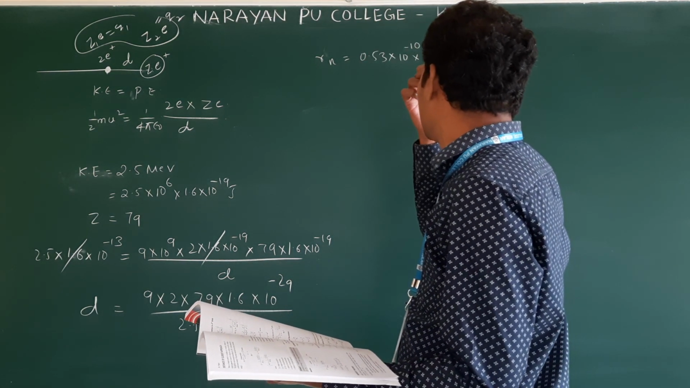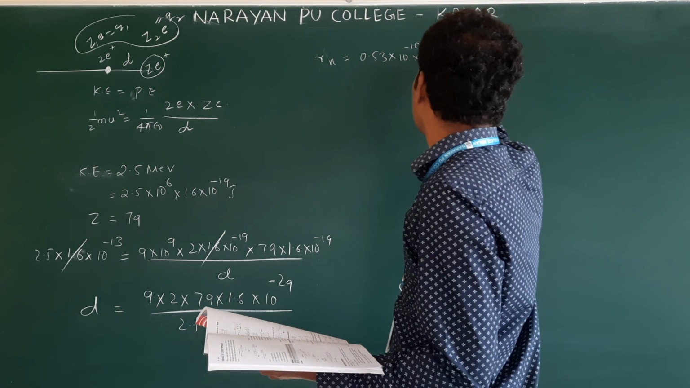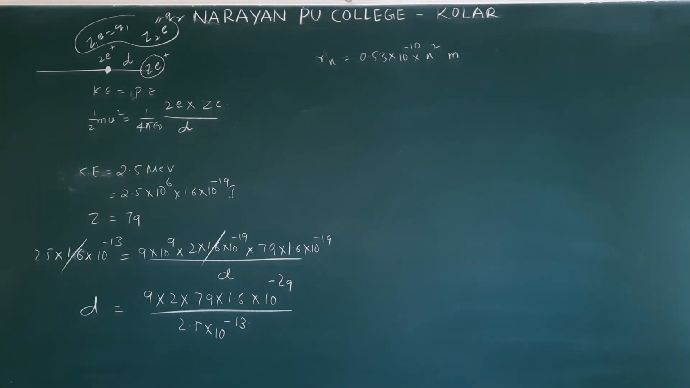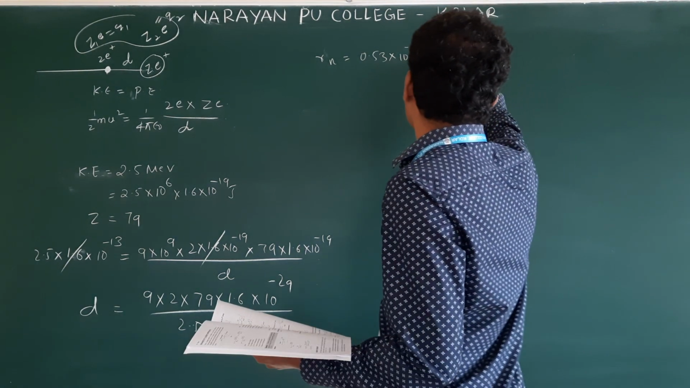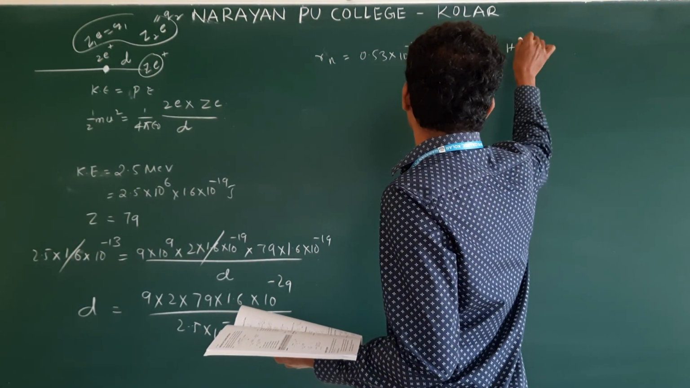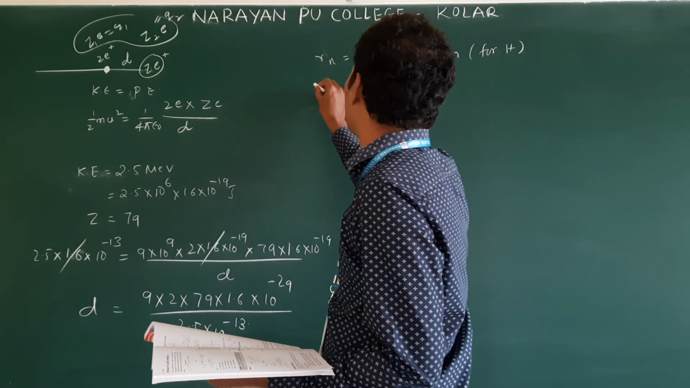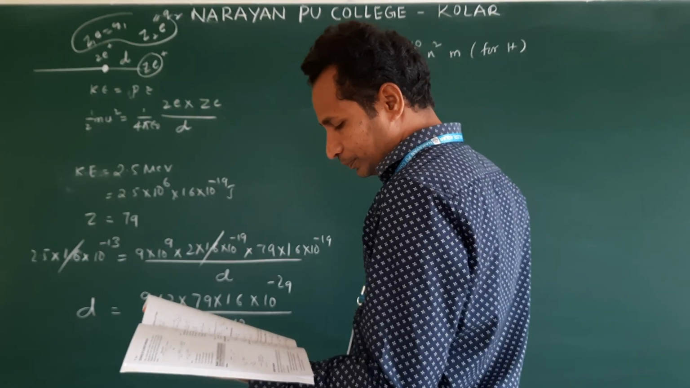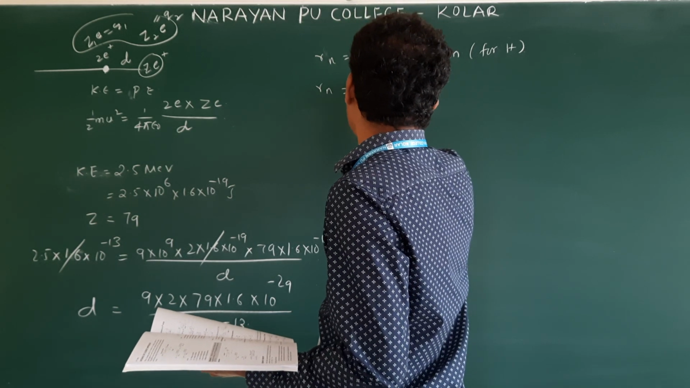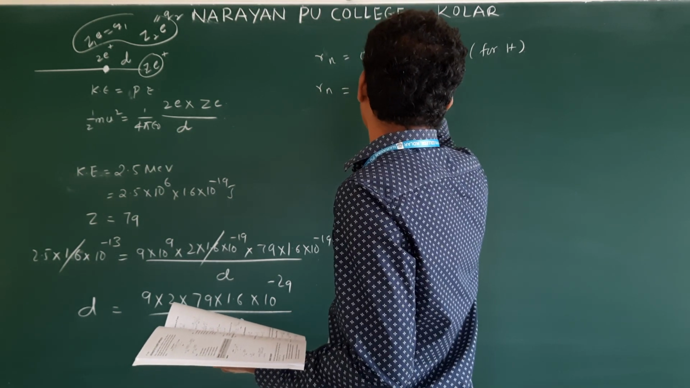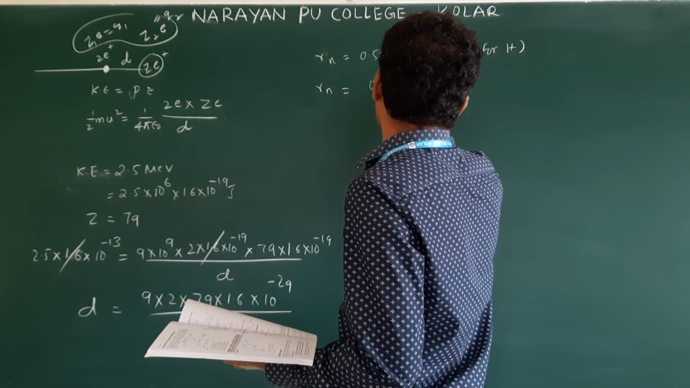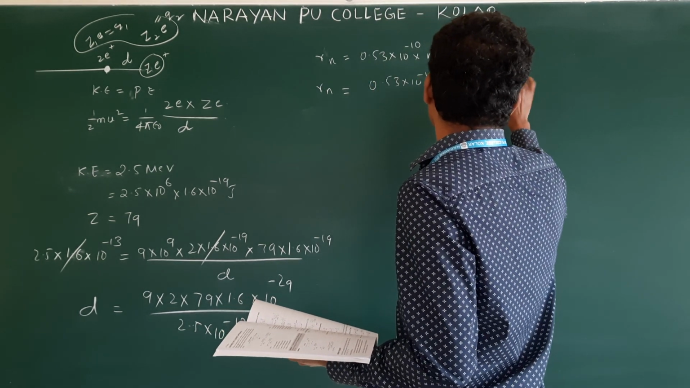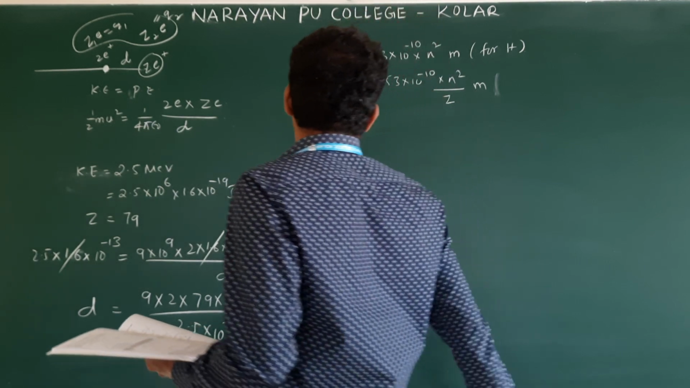This is in meters. 10 power minus 10 meter is nothing but angstrom. This is for hydrogen. Rn for any other hydrogen-like atom, the formula will be 0.53 into 10 power minus 10 into n square by Z meter. This is the general formula.